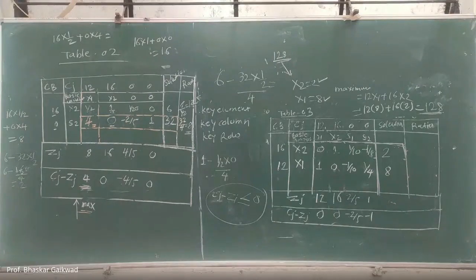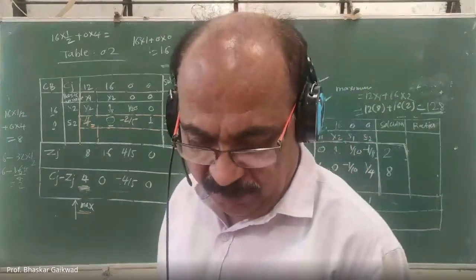Now to satisfy the condition, we get the maximum profit of 128 when x1 should be 8 and x2 should be 2. This is our objective, and these are our basic variables initially. Now this value we have got. So shall we go for the next problem of the same type?